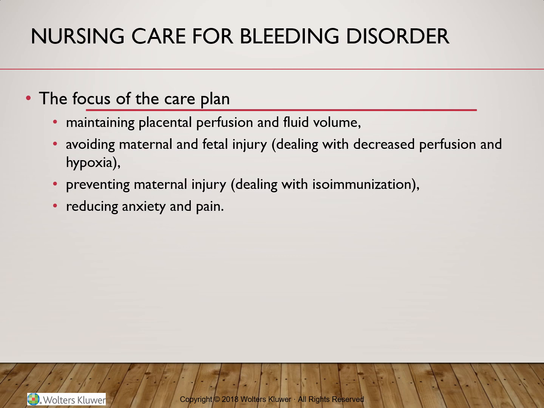the maternal tissues and the hypoxia to the maternal tissues, along with maintaining a good perfusion and good oxygenation in the fetal tissues also. We'll need to prevent fetal injury by dealing with isoimmunization in those patients that may have a negative Rh. All along to all those elements, we need to make sure that the nursing care plans will include all the necessary interventions to reduce the pain and the anxiety.